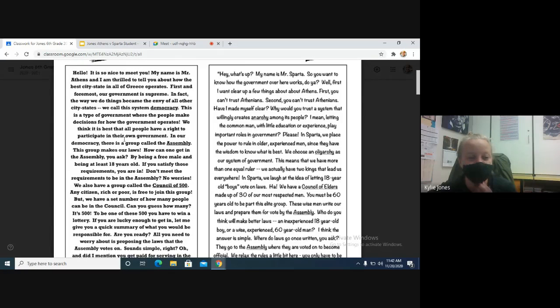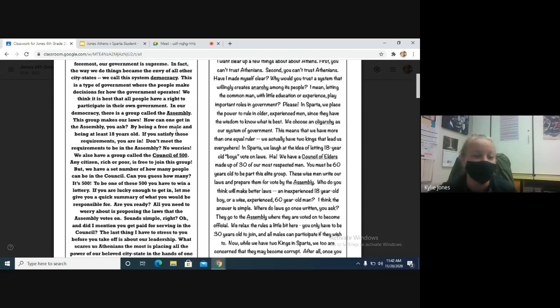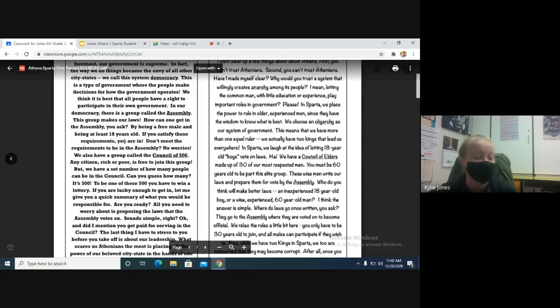"In our democracy, there is a group called the Assembly. This group makes our laws. How can one get into the Assembly, you ask? By being a free male and being at least 18 years old." So could women be in the Assembly? No. What about children? Nope. You just have to be 18 years old and a boy, and you could be one of the lawmakers in ancient Greece. So if you satisfy those requirements, you're in.